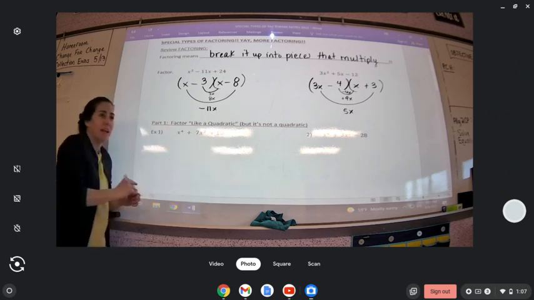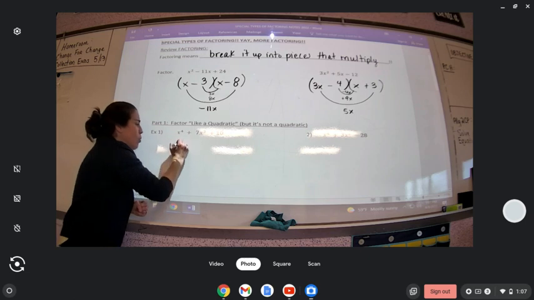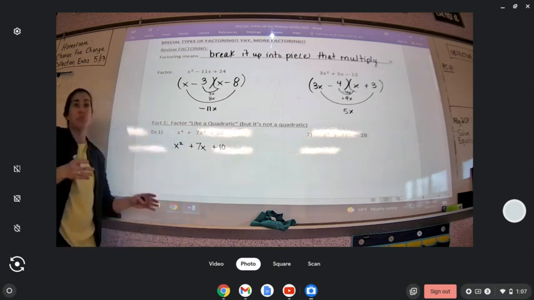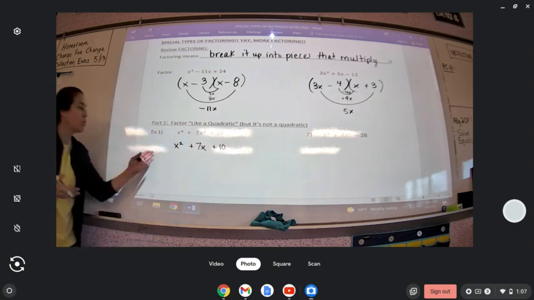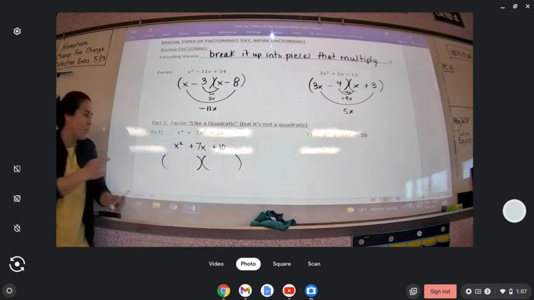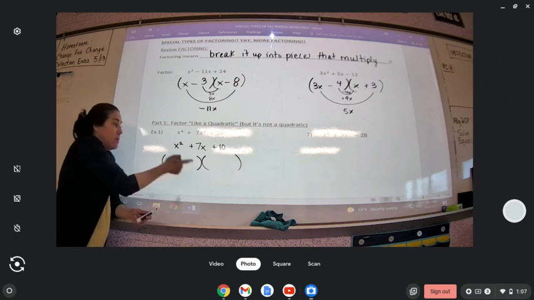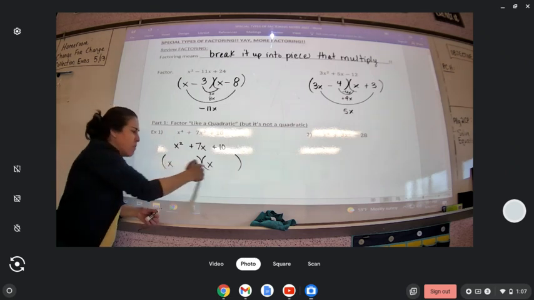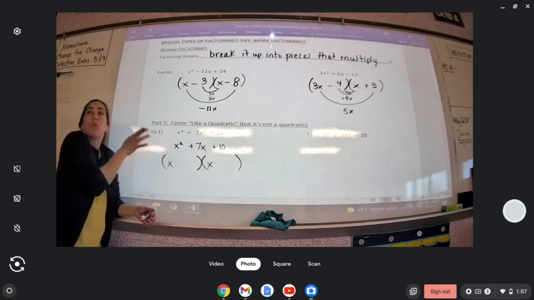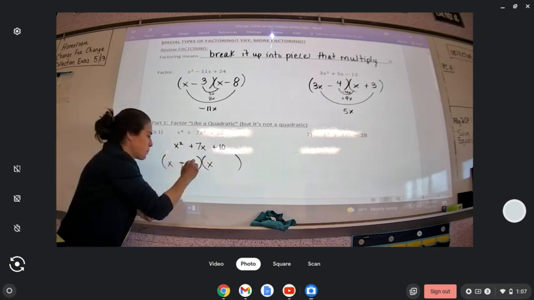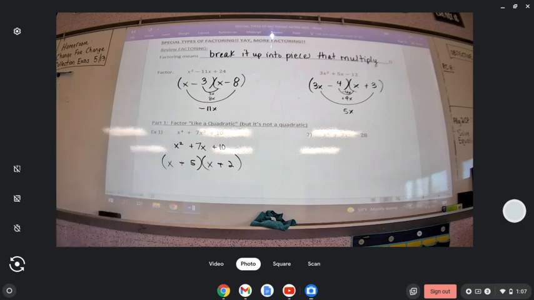If this was a quadratic, it would have said this. This would have been a 1x squared, this would have been a 7x, and this would have been a 10. That's what it would have looked like had it been a quadratic. So if it was a quadratic, factor it for me. We would have put x and x here, because they would have multiplied to x squared. And then we would have put numbers here that multiply to 10 and rainbow to 7. So 5 and 2. Does everybody agree that's what we would have factored it as if it was a quadratic?